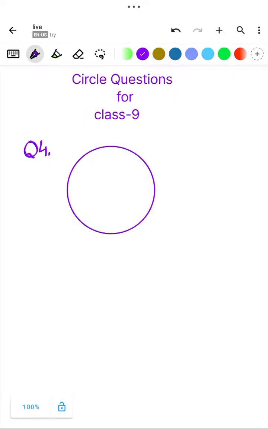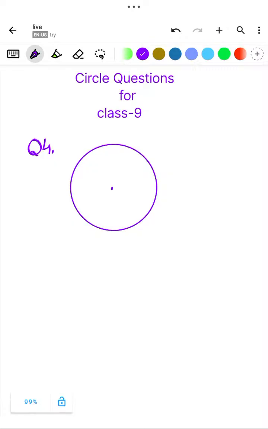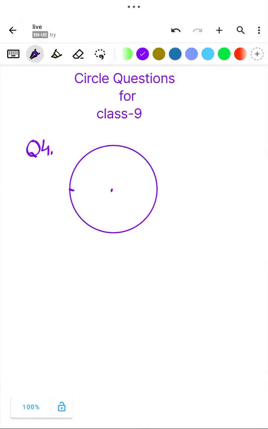and O is the center of the circle and a chord AB passes through the center of the circle. This is A, this is B, and this is the center O of the circle. And here is a point C, and here is a point D.